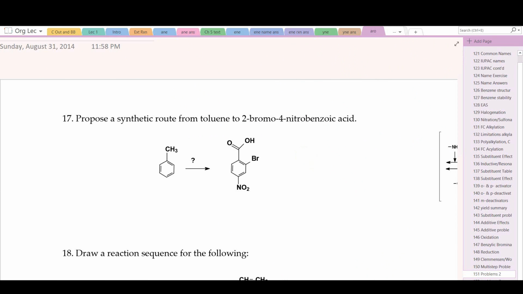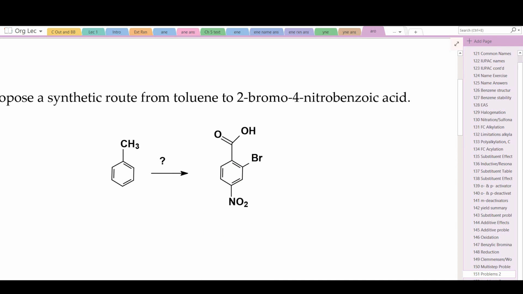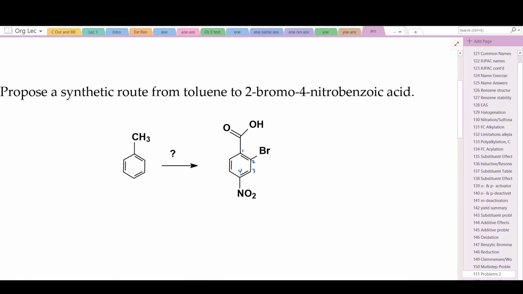Aromatic reactions, page 151. Here we have toluene. We want to be able to convert that into 2-bromo-4-nitrobenzoic acid. As a point of interest, the carboxylic acid group has the highest priority in terms of naming, so that by default will be carbon 1, 2, 3, and 4, and hence the name 2-bromo-4-nitrobenzoic acid. In any case, how are we going to do this?